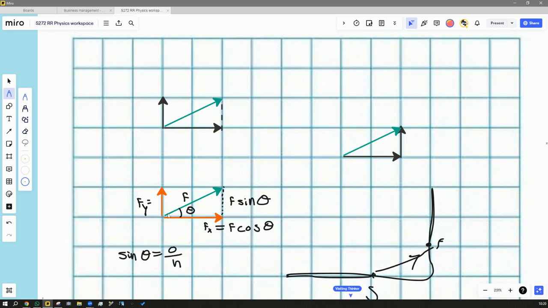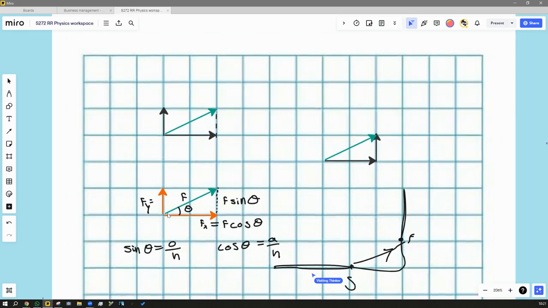The hypotenuse is the original force, the real force, and so to get the opposite, which is the vertical component, you multiply h by sine theta. Likewise, cos theta is equal to adjacent over hypotenuse, and the adjacent is the horizontal force, and therefore that would be h cos theta, or F cos theta in this case, because the h is what F is. Okay, does that make sense?